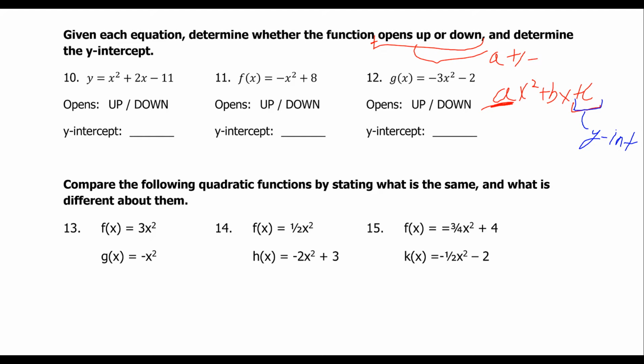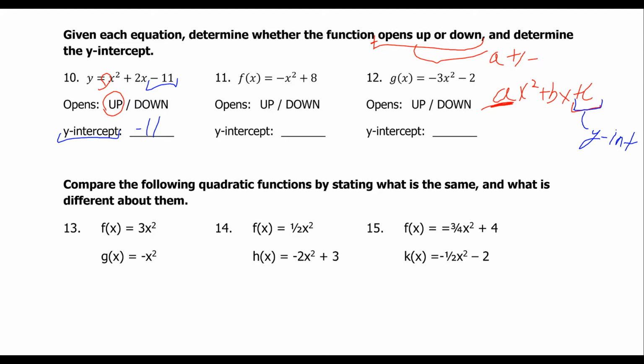So on this first one, to tell if it opens up or down, we're going to look at the very front, right there in front of the x squared. If it's positive, then it opens up. If it were negative, it opens down. The y-intercept is negative 11.